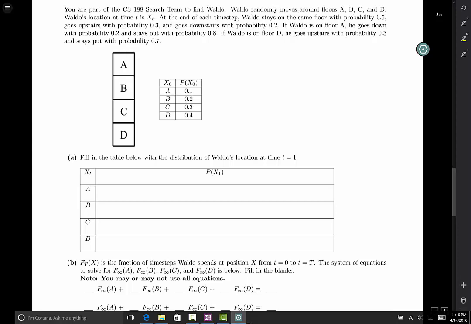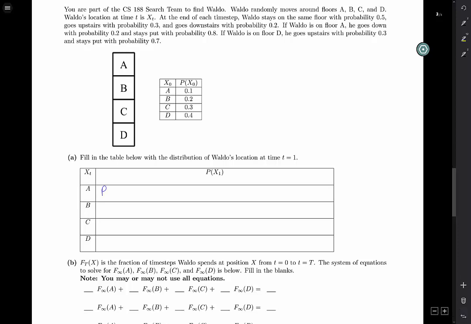So what's the probability of where Waldo will be at x_t equals 1? Well, let's say he goes from B to A: the probability of A given he's in B, times the probability he started out in B, plus the probability he was in A and stayed in A, given that he was in A. So we can fill this out.